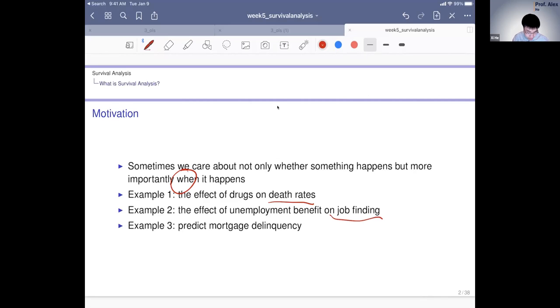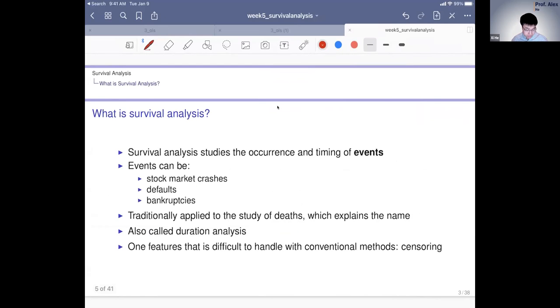And third, in finance, suppose you're a mortgage lender and you have some borrowers who have mortgages. We want to predict when they default, whether there's a delinquency or default, and the outcome is not only whether there's a default or a payment, but also whether the payments are on time. So in all of these cases, we care about the timing of these events. That's what survival analysis is for.